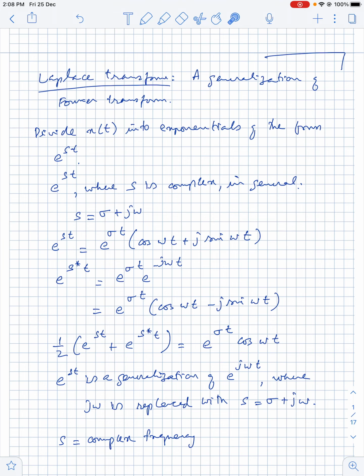So s is termed the complex frequency, whereas in the case where s was only j omega, omega is usually called the angular frequency, and s is a more general complex frequency.